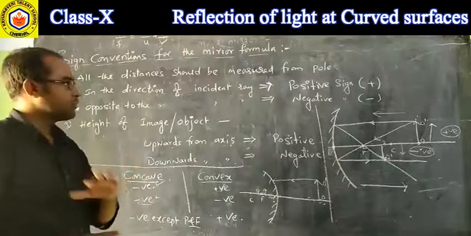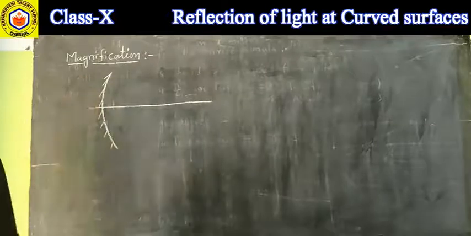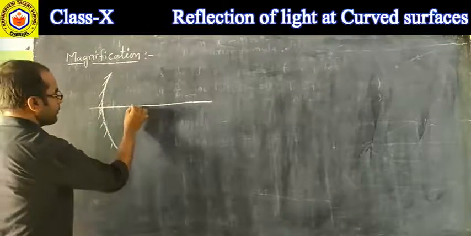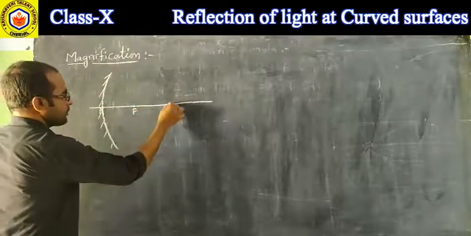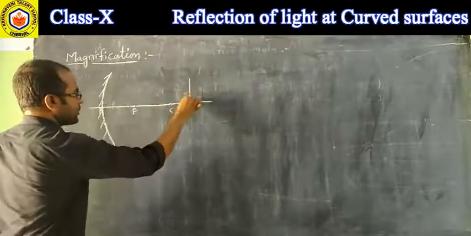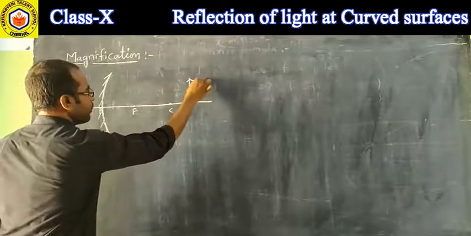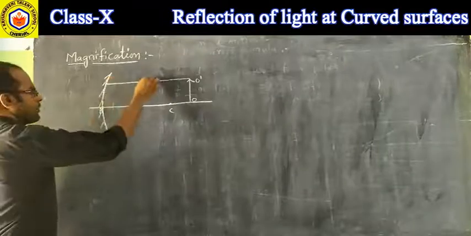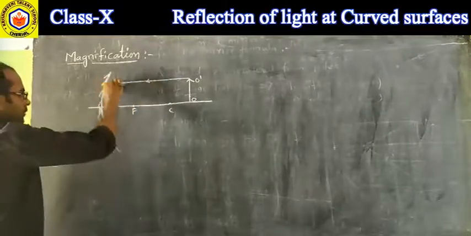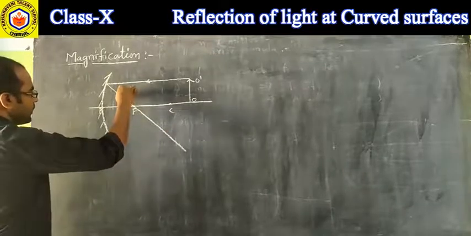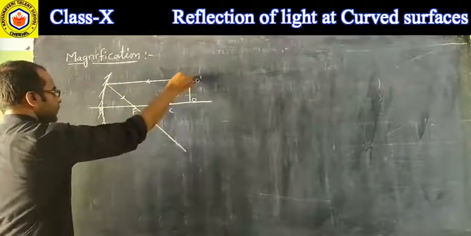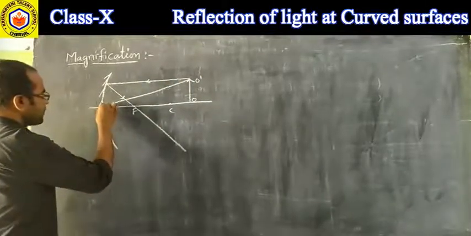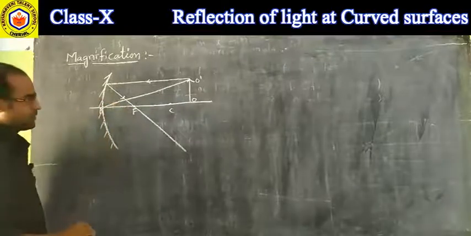Yes, that's it. So, magnification. Let us take a concave mirror with pole P, focus, and center of curvature, and here an object is placed which is represented as O dash. Let us take one ray which is parallel to the principal axis. After reflection, it passes through the focus. Let us take another ray which is passing obliquely to the principal axis, that means making an acute angle with the principal axis.